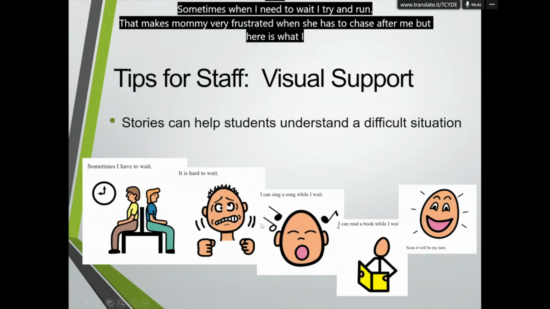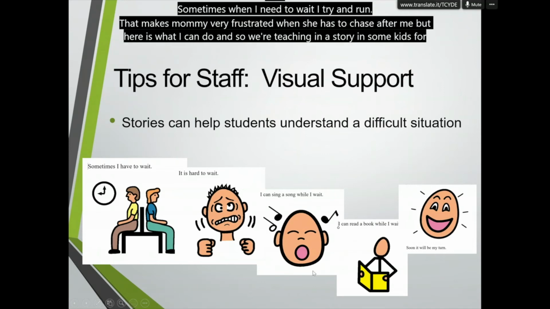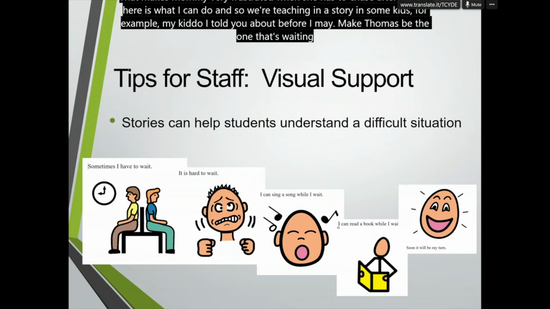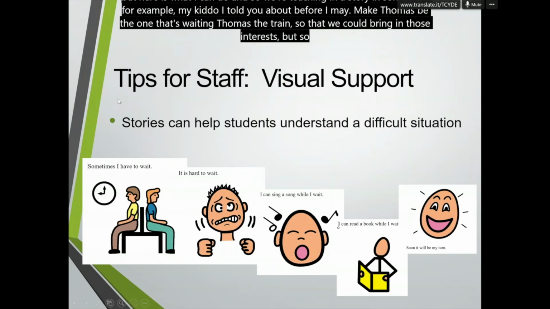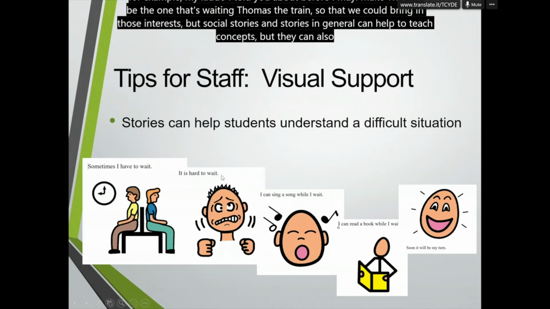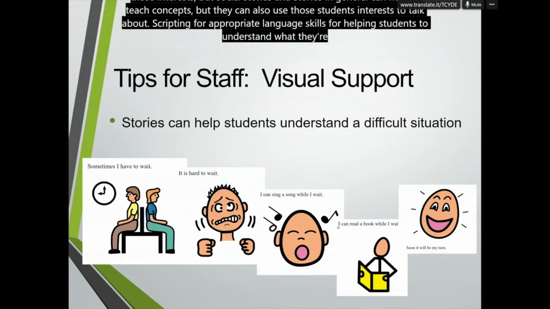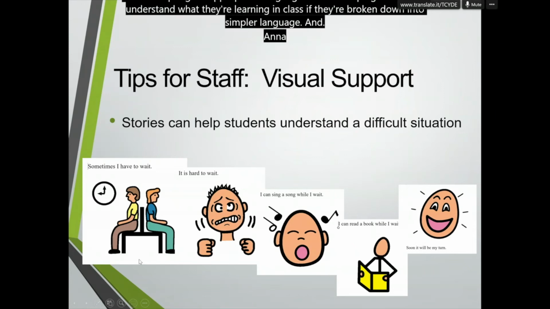And so we're teaching in a story. And in some kids, for example, my kiddo I told you about before, I may make Thomas be the one that's waiting, Thomas the train, so that we could bring in those interests. But social stories and stories in general can help to teach concepts, but they can also use those students' interests to talk about scripting for appropriate language skills, for helping students to understand what they're learning in class if they're broken down into simpler language in a book that you have provided for them.